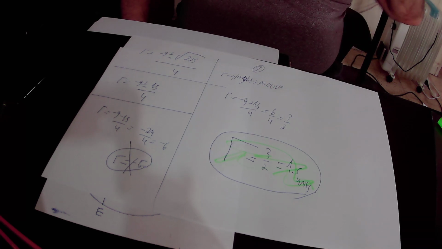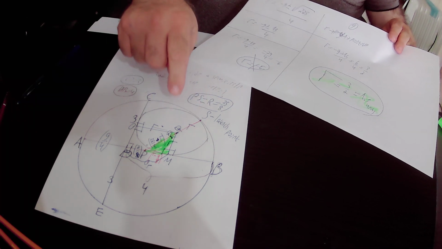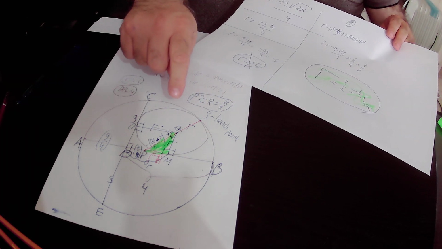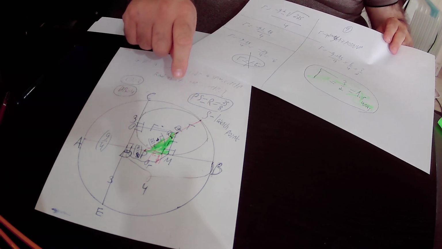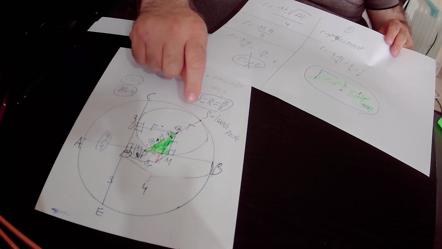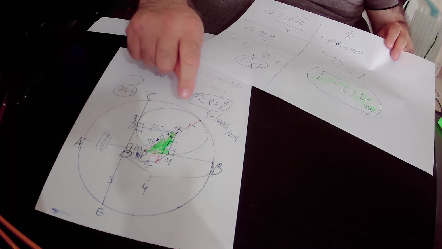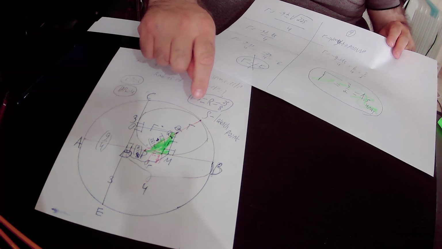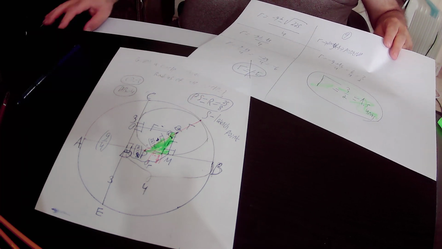So in conclusion, we found out that r, the radius of this small circle, is equal to 3 halves, or in terms of numbers, it is equal to 1.5 units. I'll repeat again, r, the radius of this small circle, is equal to 3 halves, or in terms of numbers, it is equal to 1.5 units. Okay, thank you very much.